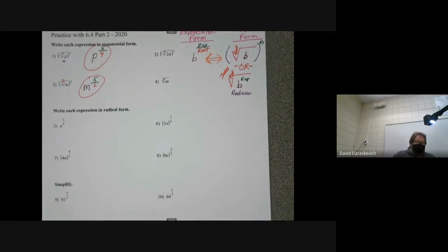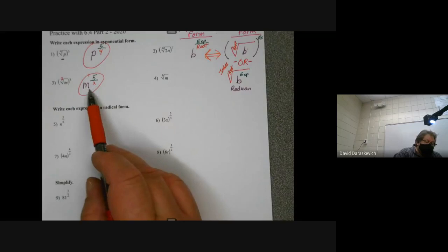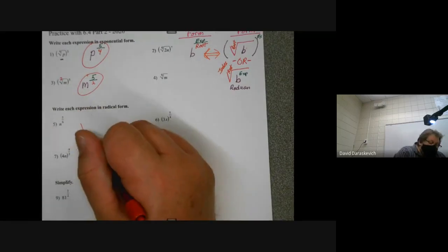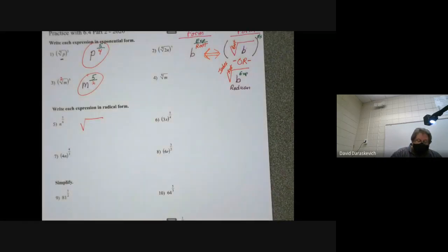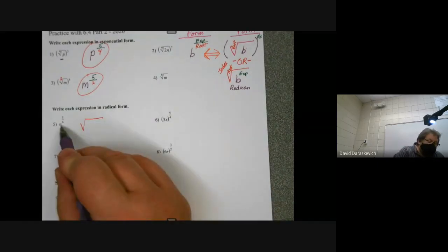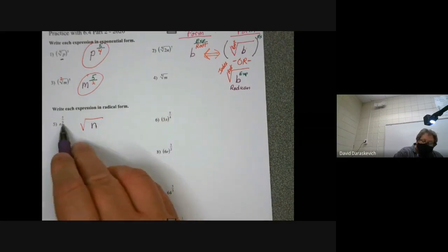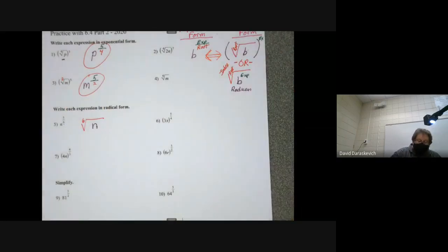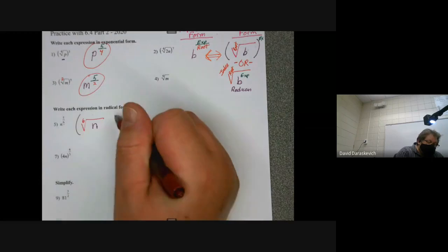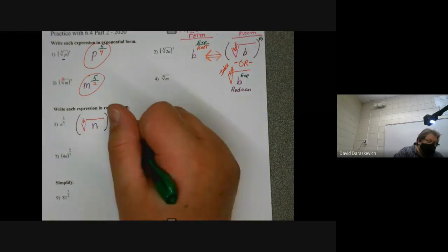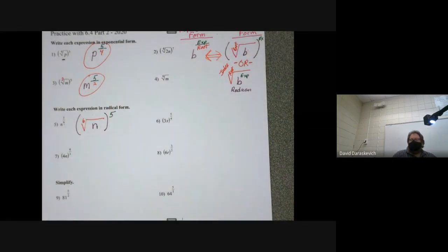All right, let's go the other way. Now it's in this form, I got to go here. So I need a radical. My base is n. My root is 6. And then we have the new style parentheses. And then my exponent is the numerator 5. There's my answer.